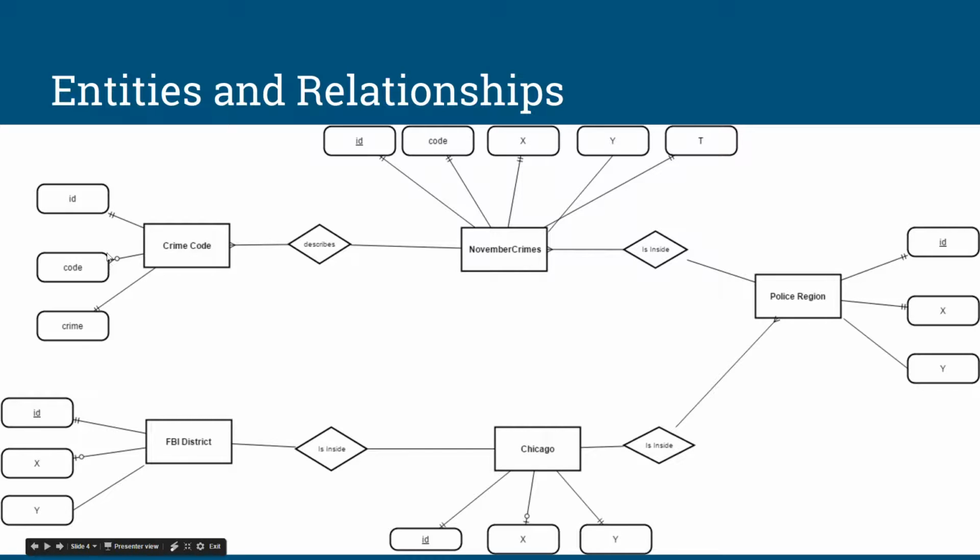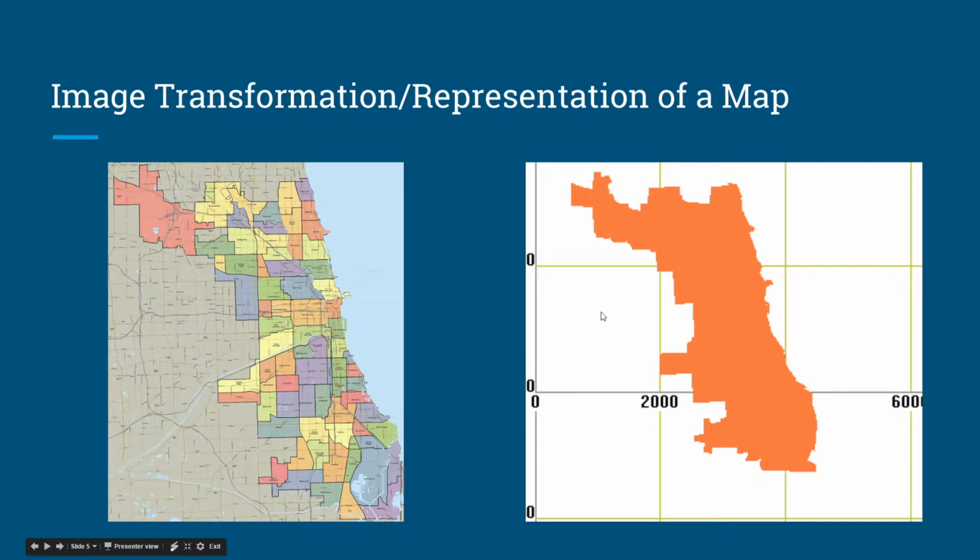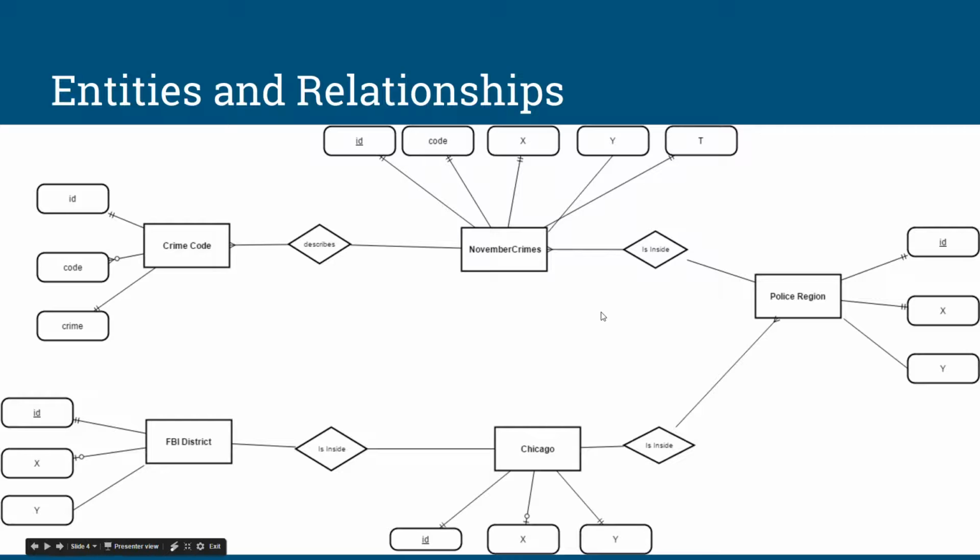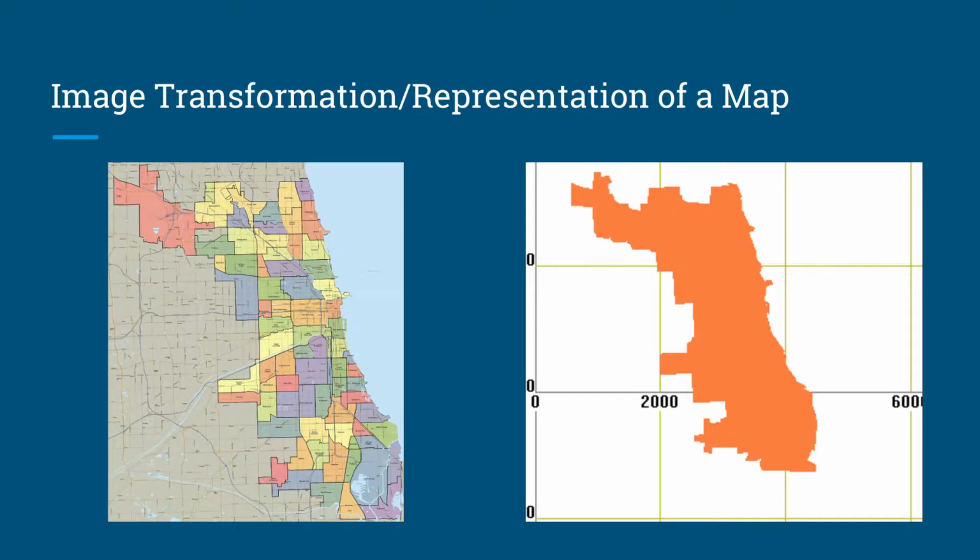As you can see right here, November crimes and crime codes are all data that came from the actual data.gov site. It has the crime and the specific code associated with it. The Chicago region is the one I just showed you a little bit of, and the FBI district as well. We'll go into a little more detail about what those are.